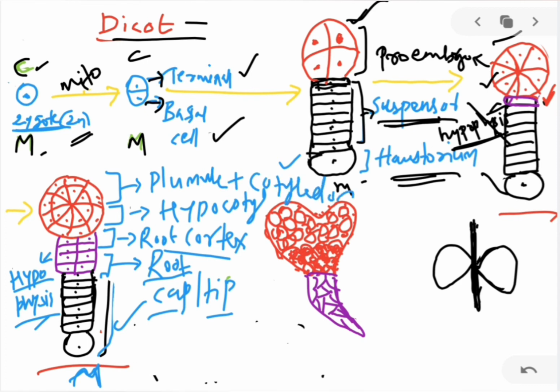Hope you have noted down this one. Now please understand this one. What is the fate of the proembryo? If you divide this way, one half is going to become plumule. Plumule is actually the future shoot portion.